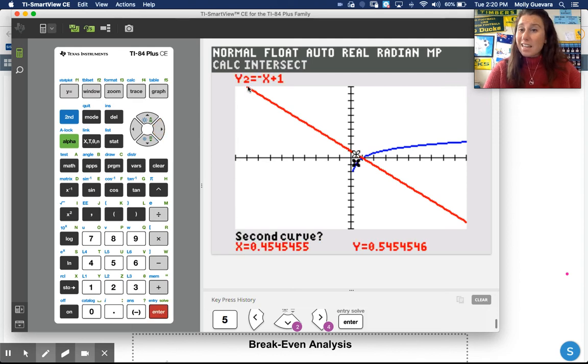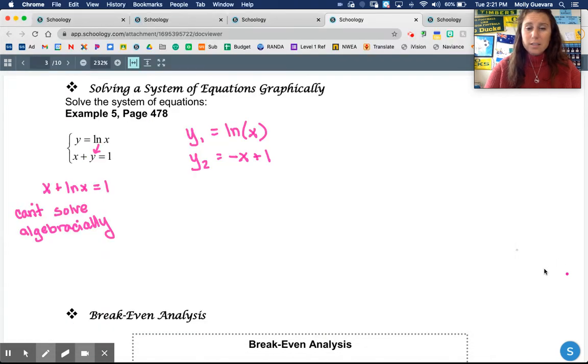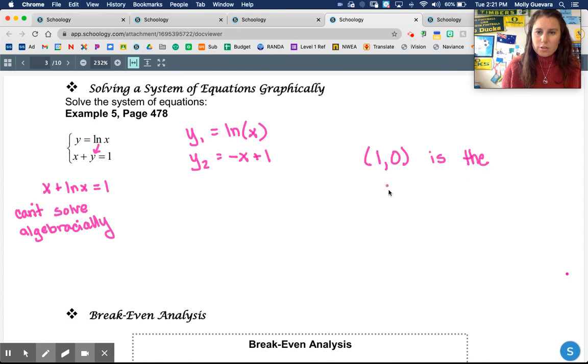Then it says, is this the second equation that you want? In this case, yes. I only have 2 equations, so it's pretty easy. But sometimes if you have 5 or 6 equations and you want to find the intersection of 2 of them, you have to know which one you're looking for. But here, yes, this is the second equation. I hit enter. Then it says guess. Because these only cross at 1 point, I don't have to guess. I'm just going to hit enter through that. And I get 1, 0 as my point of intersection. Okay, so 1, 0 is the solution.